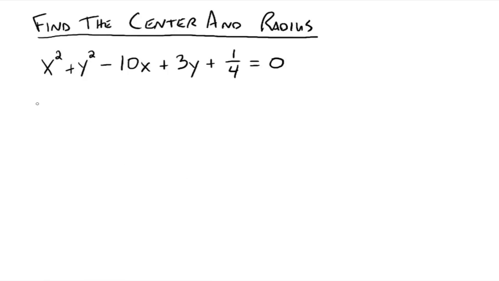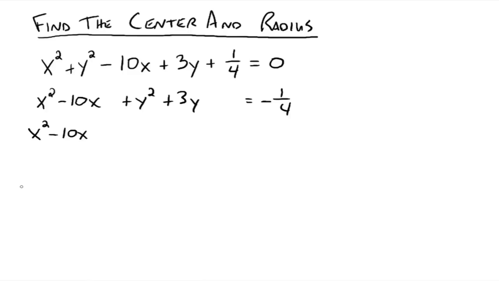Alright, so let's get the x's together. So x squared minus 10x, and then plus y squared plus 3y. And let's subtract the 1/4 to the other side. Alright, so what are we going to add in here to complete the square on these first 2 terms? So we have x squared minus 10x. We go off to the side, do 1/2 times 10, which gives you 5.